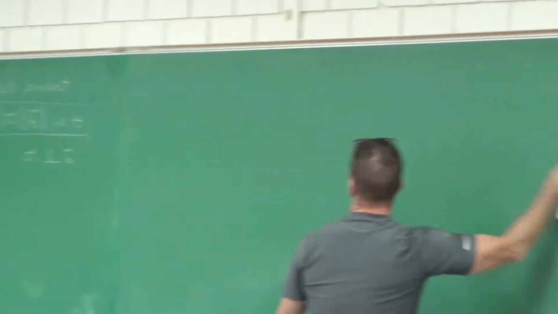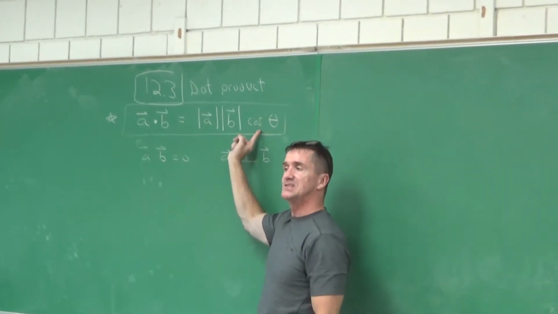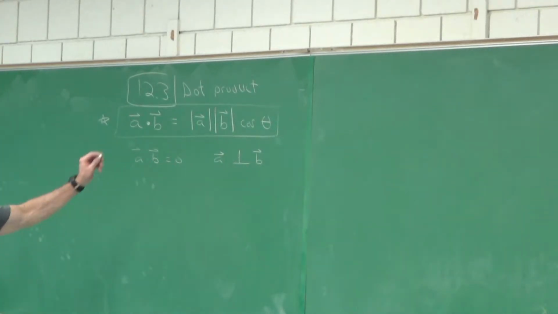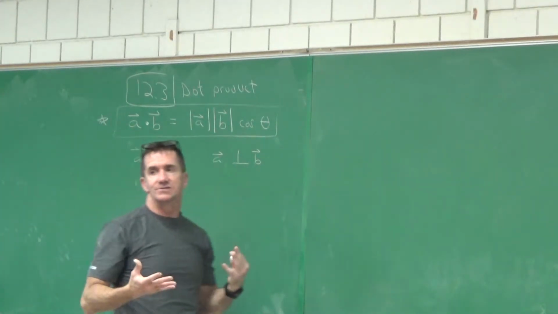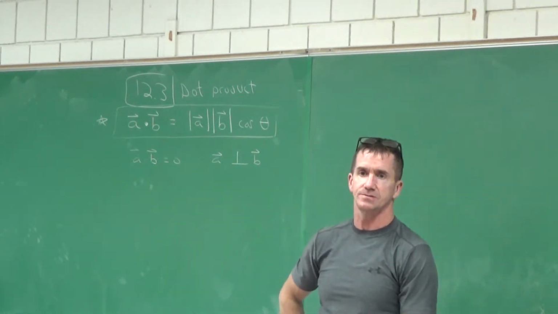Okay, so this is really important. What else is important about this formula? This allows us to find the angle between two vectors. Oh, that's huge. So this formula right here allows us to determine the angle between two vectors.